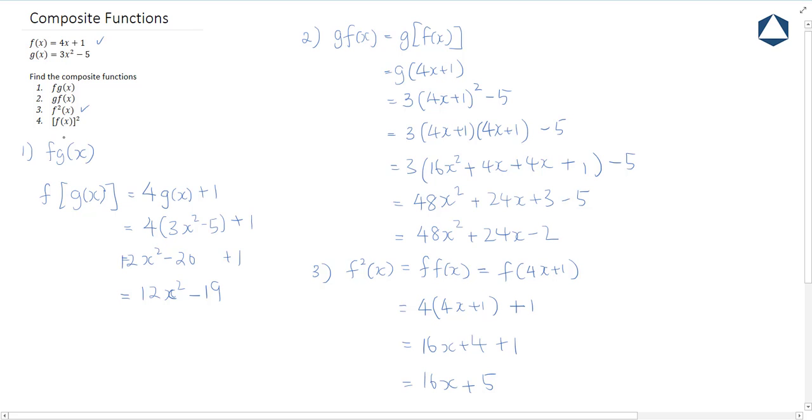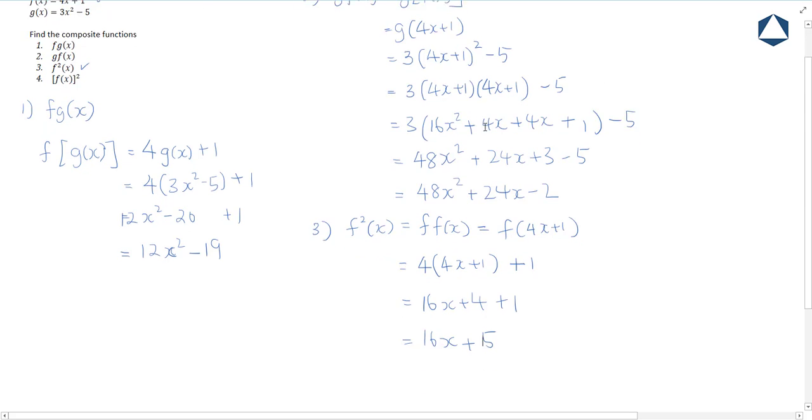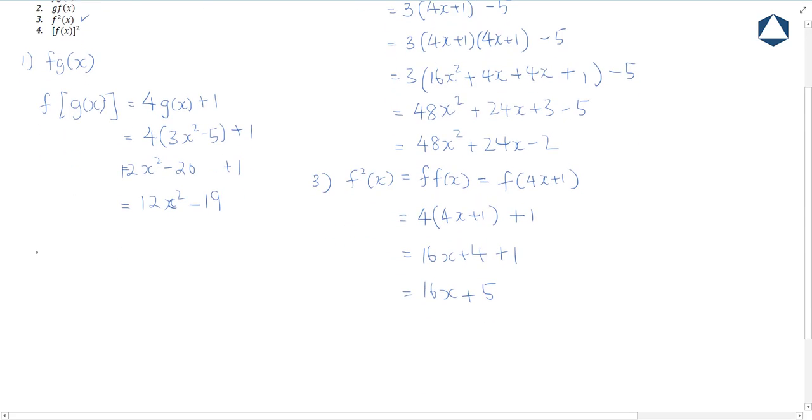Now, let's try the last one. The last one is function f to the power of 2. In this case, let me just scroll down. For number 4, that's f of x to the power of 2. And of course, function f here is 4x plus 1. So that's 4x plus 1, and then we square it. So this will be 16x to the power of 2 plus 8x plus 1.